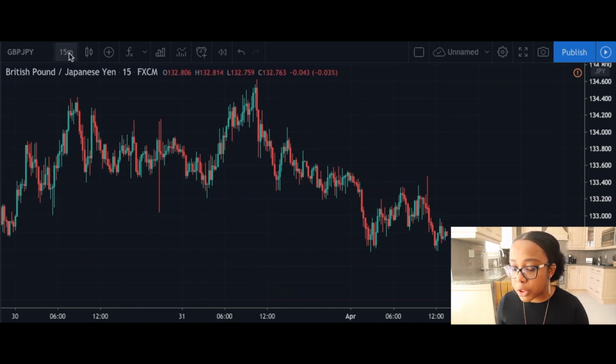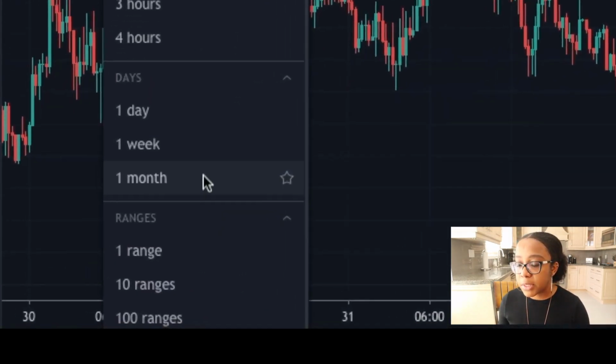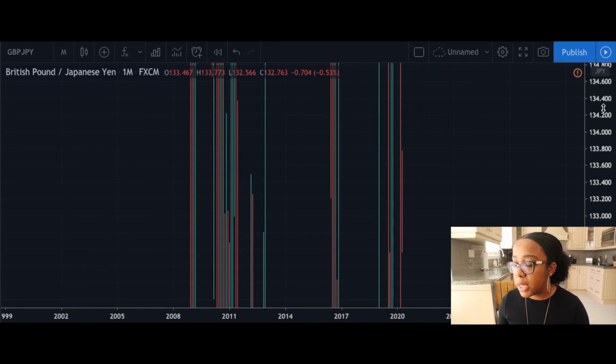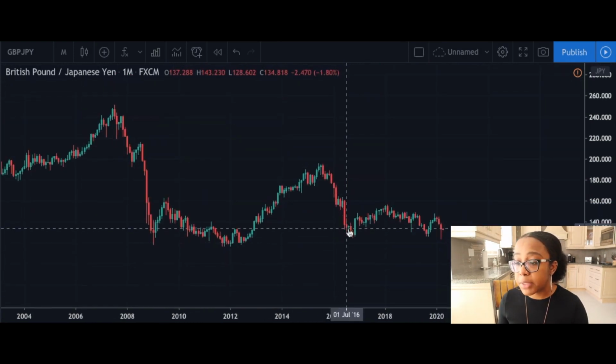So let us look at GBP JPY right now. Now, if we're keeping the notion of top-down analysis, I'm just going to go ahead and start on the monthly. And this is just something that I do for practice, to be honest.